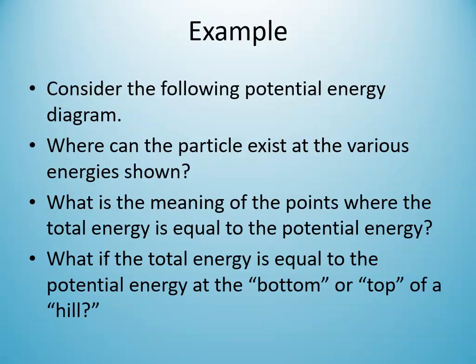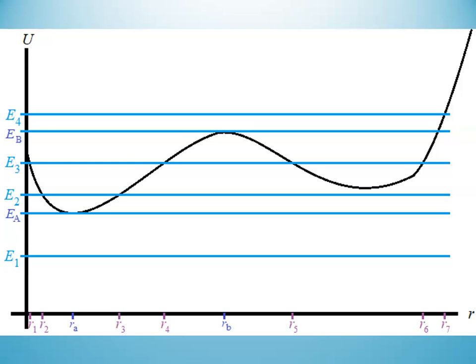So let's consider the following example that I'm going to show on the next slide. Where can the particle exist at the various energies shown? And what is the meaning of the points where the total energy is equal to the potential energy? And what if the total energy is actually equal to the potential energy at the bottom or top of a hill?